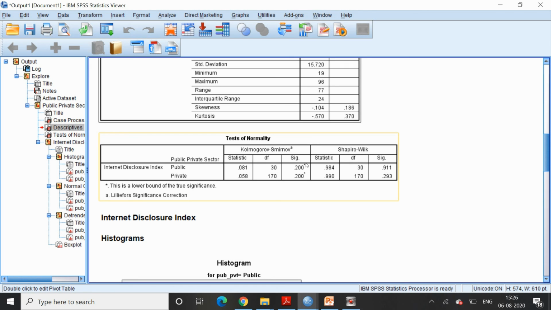For the Kolmogorov-Smirnov test, we need to see the significance value for the public sector as well as the private sector. It is greater than 0.05, which justifies that the data is normally distributed. If the significance value of Shapiro-Wilk is greater than 0.05, it means it is statistically not significant, and we can conclude that the data is normally distributed.